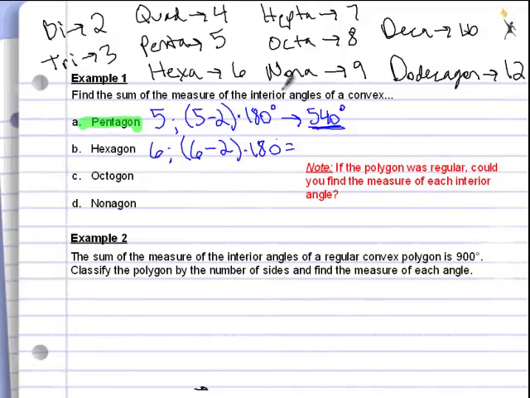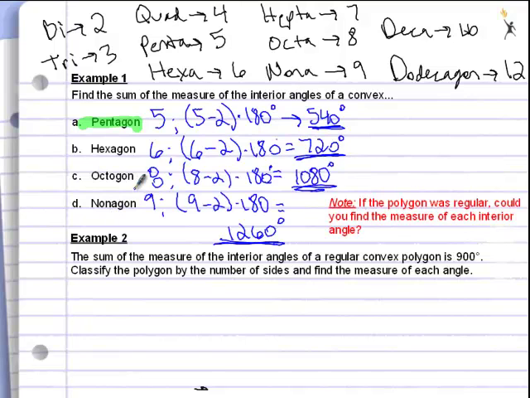And what I find is when I take 6 minus 2 times 180, I get 720 degrees. What I'd like you to do now is solve for the interior measures of an octagon and a nonagon. Pause the video and do that now. Okay, hopefully those problems weren't too tough.